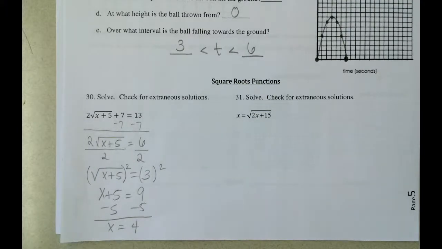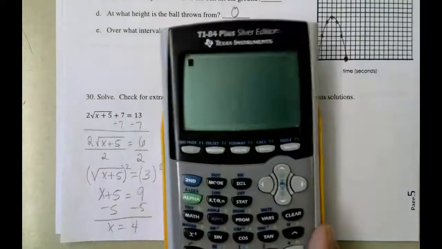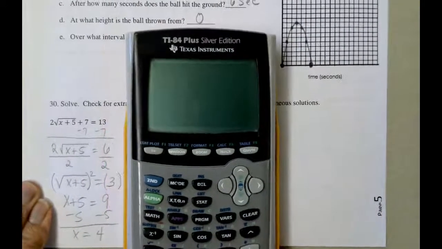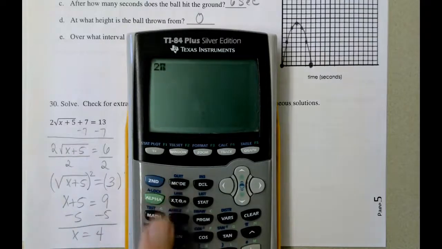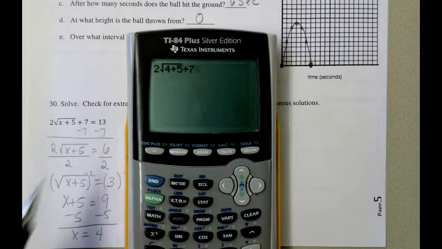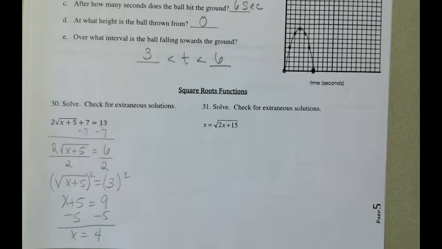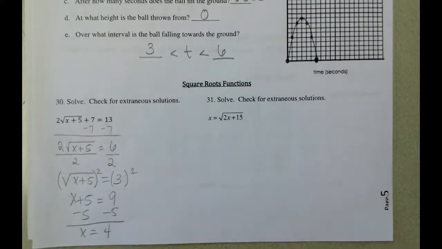And what we did, at least in my class, is we pulled up our calculator to check. And it's kind of dark. I don't know why. Let's scoot that over a little bit. So 2 times the square root, and then instead of x, we're going to put the 4 plus 5, and then plus 7. And we want it to equal 13. So when we press enter, hopefully it equals 13. And it does. So 4 is a good answer. If it didn't equal 13, then that would be an extraneous solution.